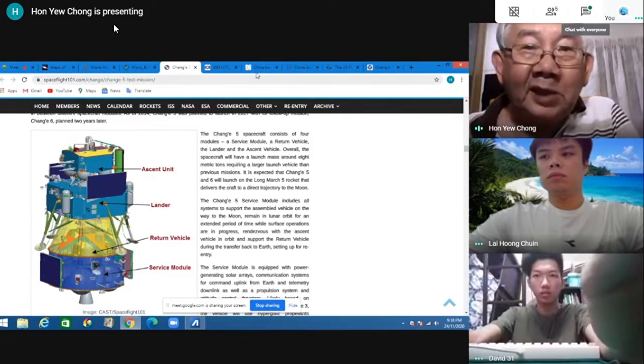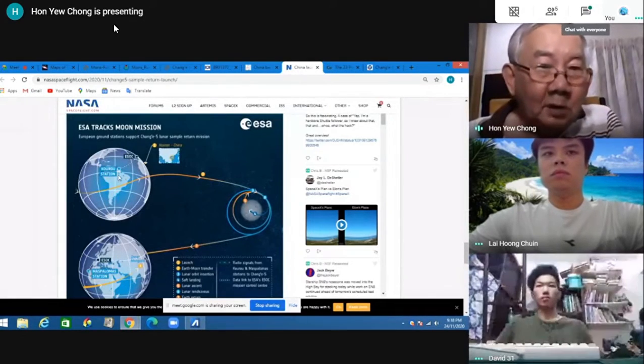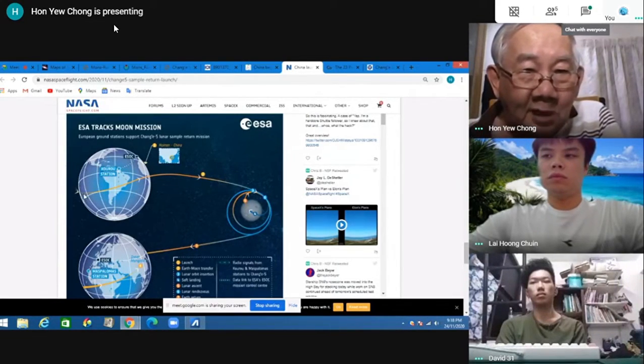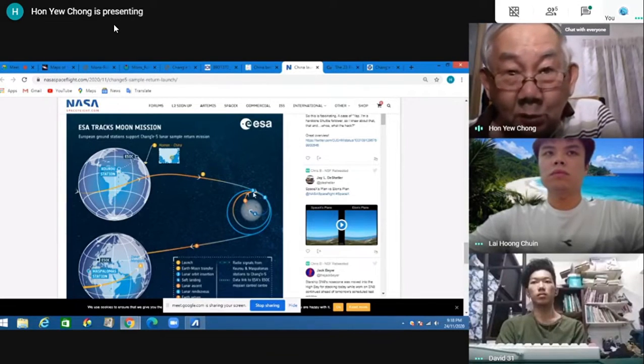You can see the detail like this. So this is launching. So right now it's launched from Hainan yesterday. It made half an orbit around the Earth in space, and now it's on the way somewhere here. In 3 days, it will go to the moon.